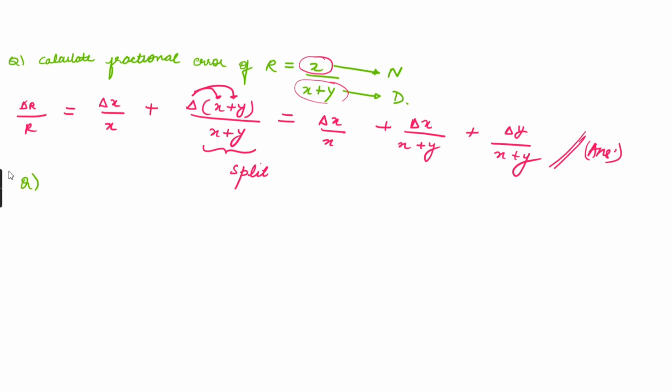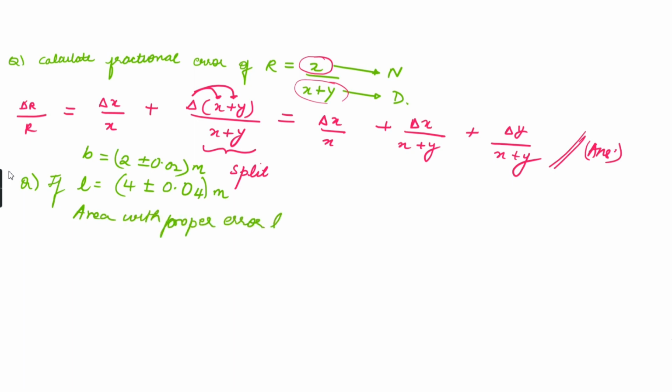Now I will give another question. Given that the length is 4 plus or minus 0.04 meters and breadth is 2 plus or minus 0.02 meters. Now find the area with proper error limit. What is the area of this rectangle? Simple, it's length into breadth. 2 into 4, 8.